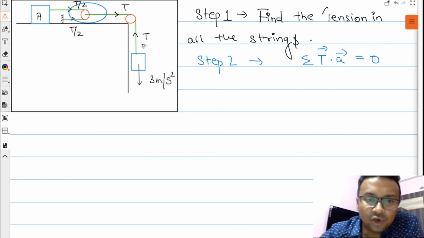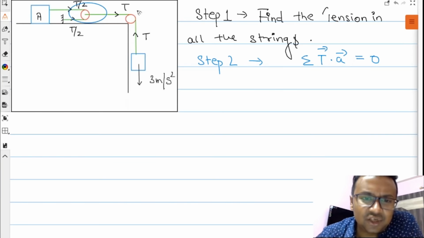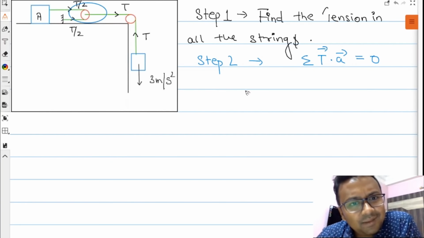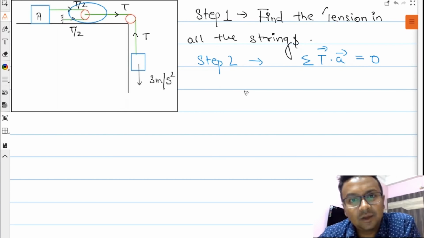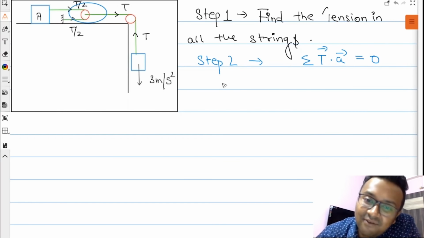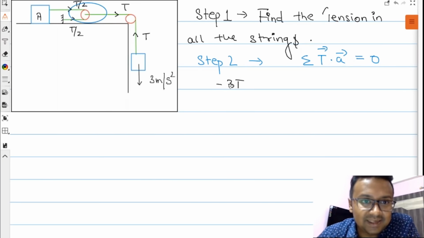Okay, so we're going to do it for this one. It's going down, and tension here is in the upward direction. What is the angle between the tension and the acceleration? 180 degree. Cos of 180 degree is minus 1. Very good, my dear students. So that is like 3T tension into acceleration.